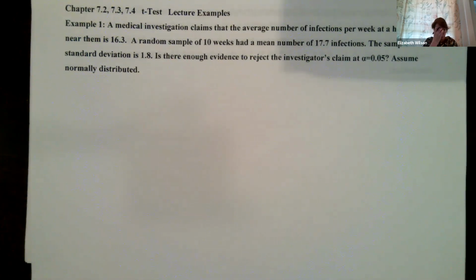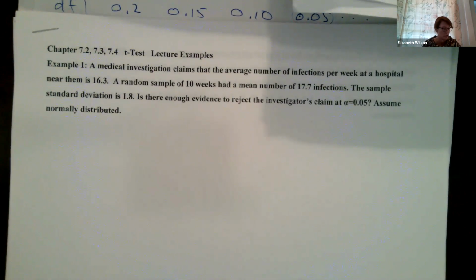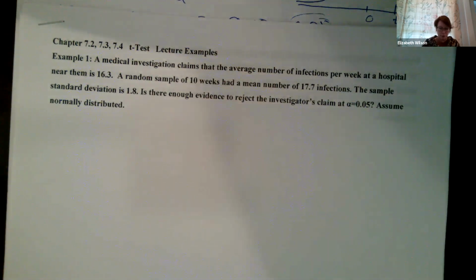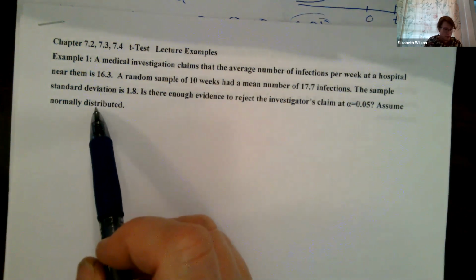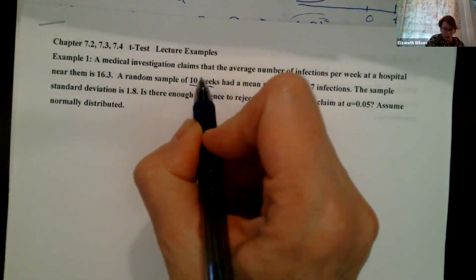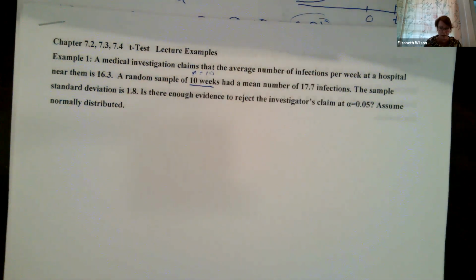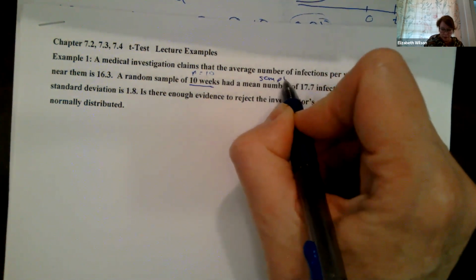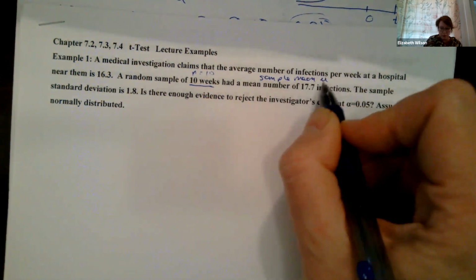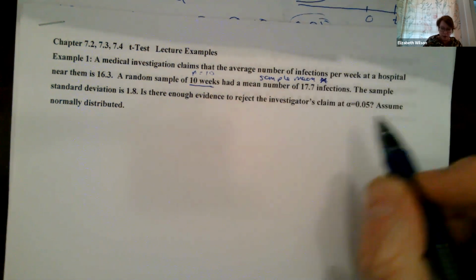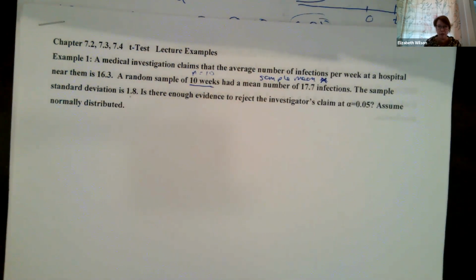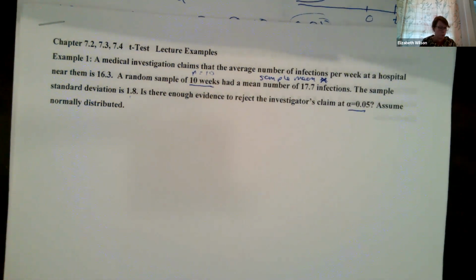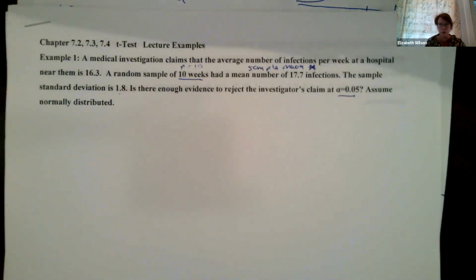So example 1, we have a medical investigation claims that the average number of infections per week at some local hospital near them is 16.3. A random sample of 10 weeks, so this is our n equals 10. I'm going to start making notes. Had a mean number. This is our sample mean. Sample mean equals 17.7. So sorry, x bar. The sample standard deviation is 1.8. Is there enough evidence to reject the investigator's claim at alpha equals 0.05? And we're going to assume that the data is normally distributed.